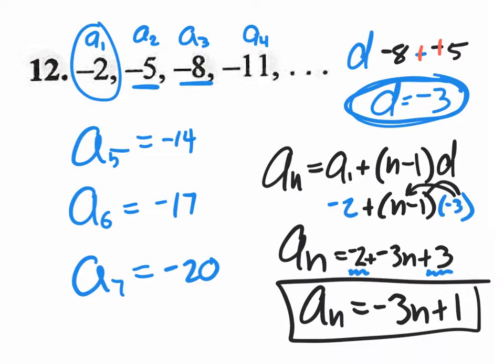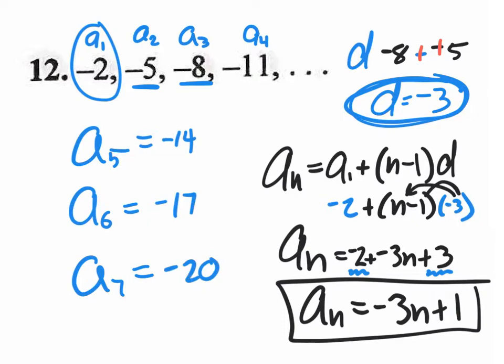They did not ask us to make an equation that produces this sequence, but this is the equation that produces this sequence. I did this for fun, just to show you that if I wanted my fifth term, I could have used this instead. Plug in a 5 right in here. Negative 3 times 5 is negative 15, plus 1, that's negative 14. Or if you wanted your seventh term, you could plug in a 7. Negative 3 times 7 is negative 21, plus 1 is negative 20.